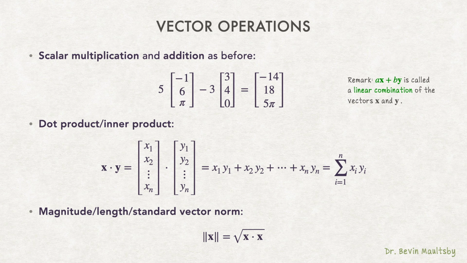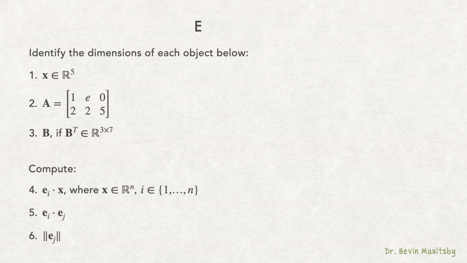And then this dot product notion leads directly to what you could think of as the magnitude or length of your vector. You can also call it the vector norm, for which we say the magnitude of the vector x is the square root of x dot x. I'll leave it to you to check that that square root will always exist. So that exercise you can do on your own. Let's wrap up with these exercises here.